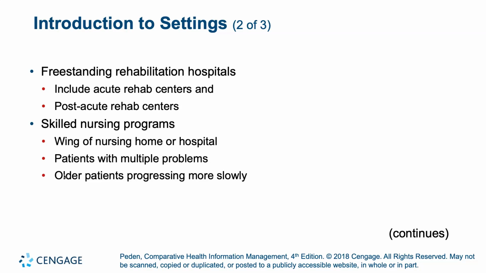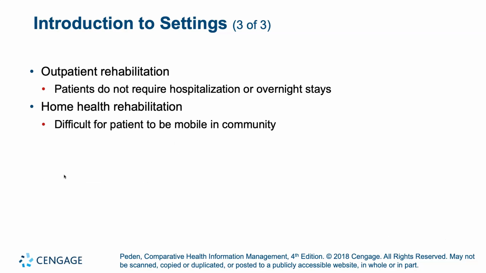Skilled nursing programs, yes. We talked about long-term care and skilled nursing facilities as well as skilled nursing units last week. It can be a wing of a nursing home or hospital, and it's dedicated to rehab care. It may be patients with multiple problems, or it may be older patients that are progressing more slowly, but in those rehab wings of these skilled nursing facilities, they're getting rehab services as they would in perhaps an acute rehab center, but less intensive. There's outpatient rehab.